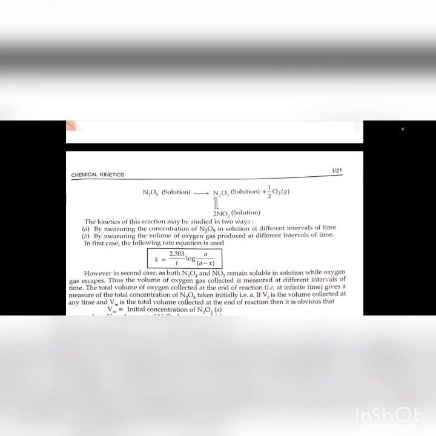Now first we will do decomposition reactions of first order. The first example is decomposition of nitrogen pentoxide. Nitrogen pentoxide is a volatile solid which decomposes in gaseous form or in its solution in inert solvents like carbon tetrachloride, chloroform, etc. The reaction is presented as N2O5 is decomposed into N2O4 plus half of O2, and N2O4 is similarly decomposed into 2 NO2 in solution.